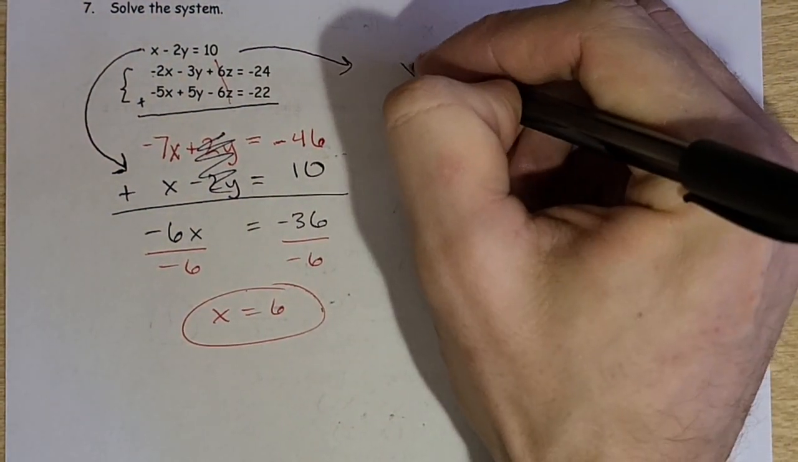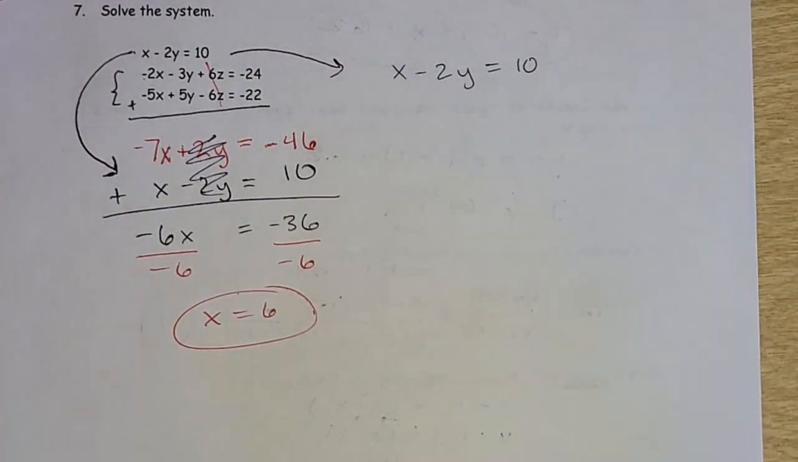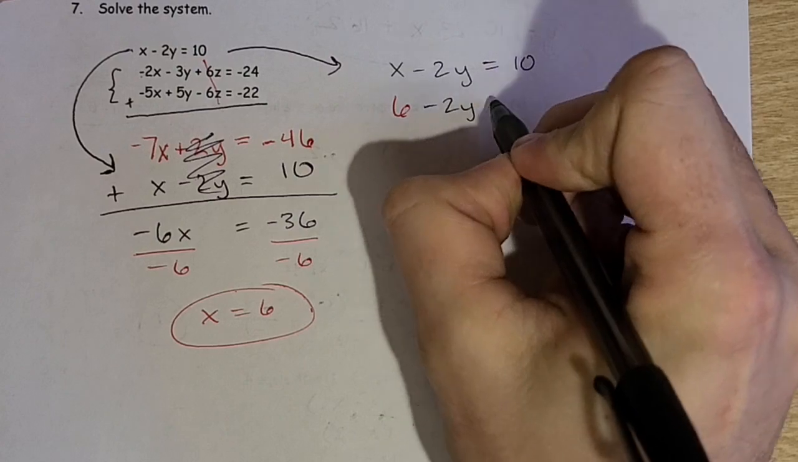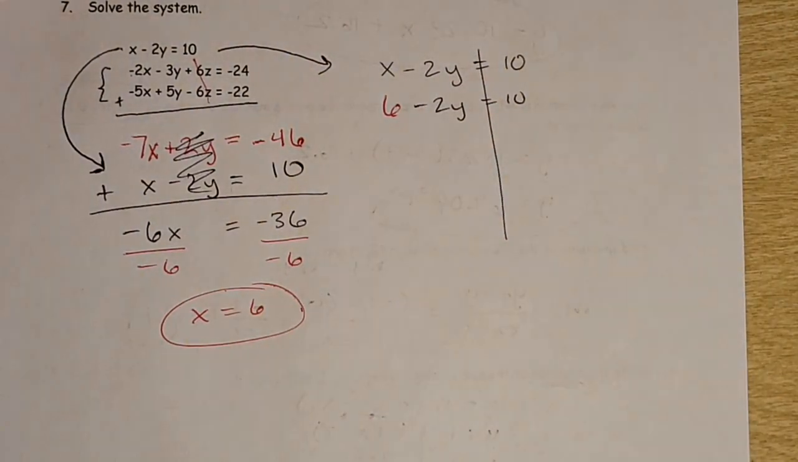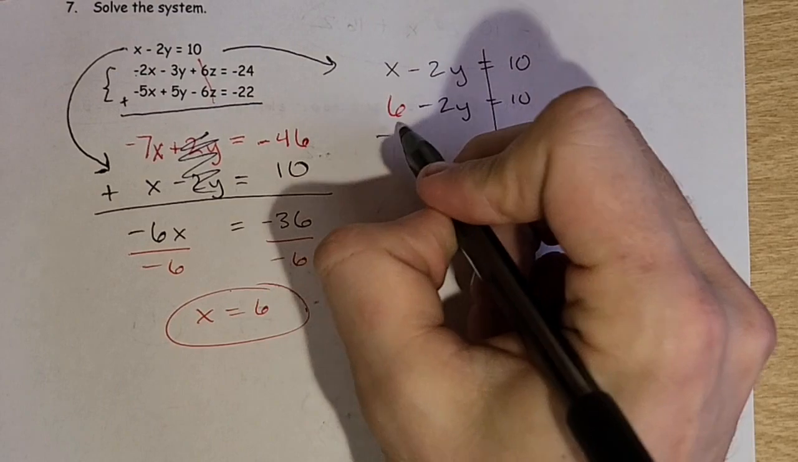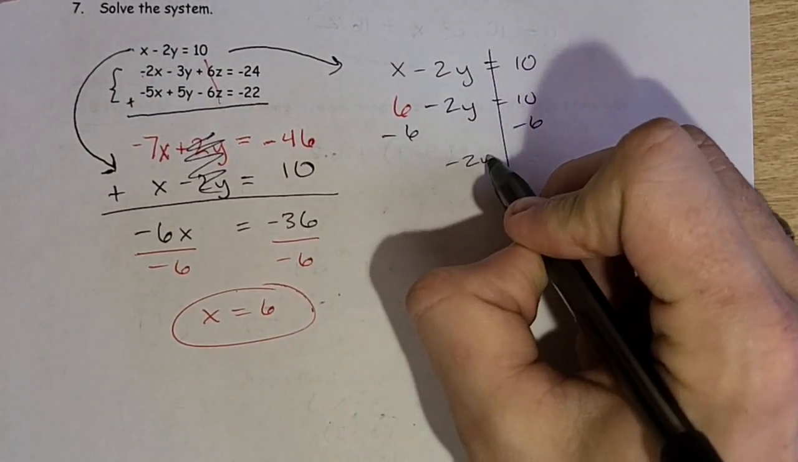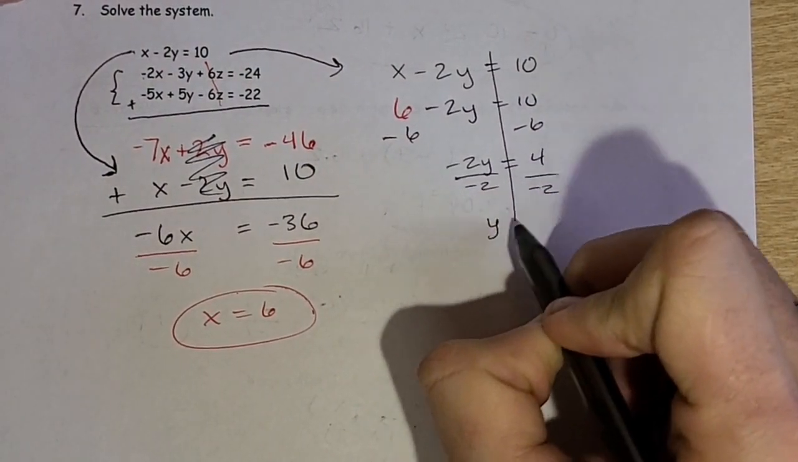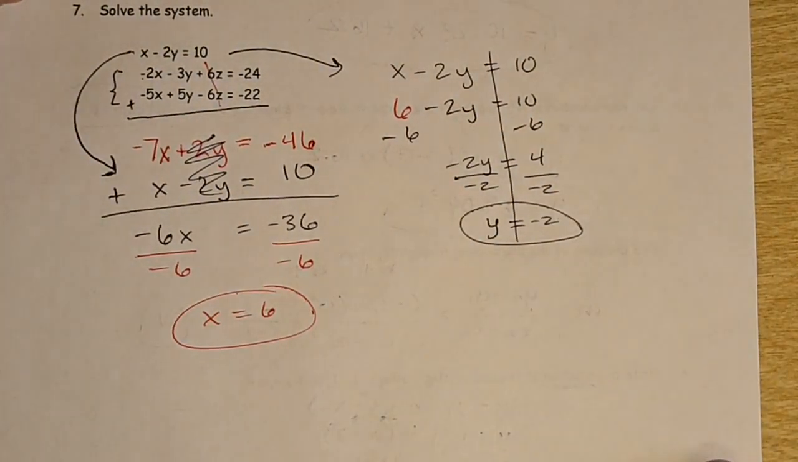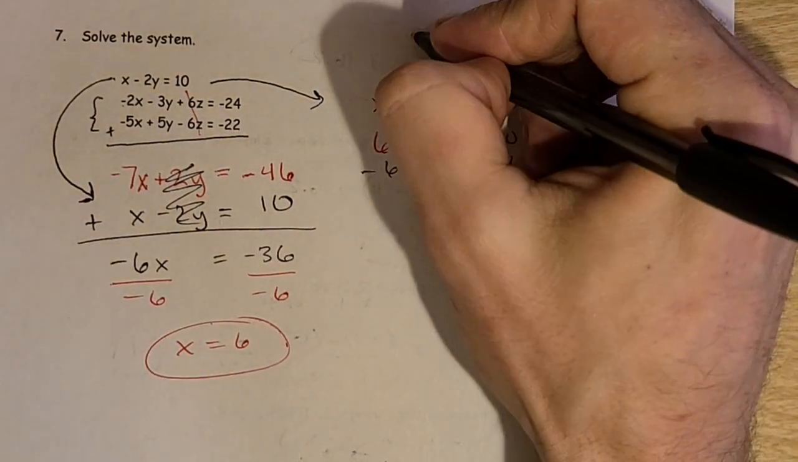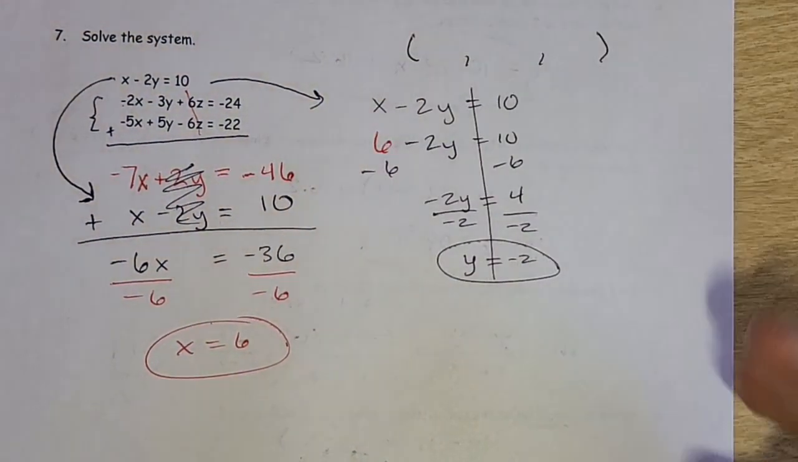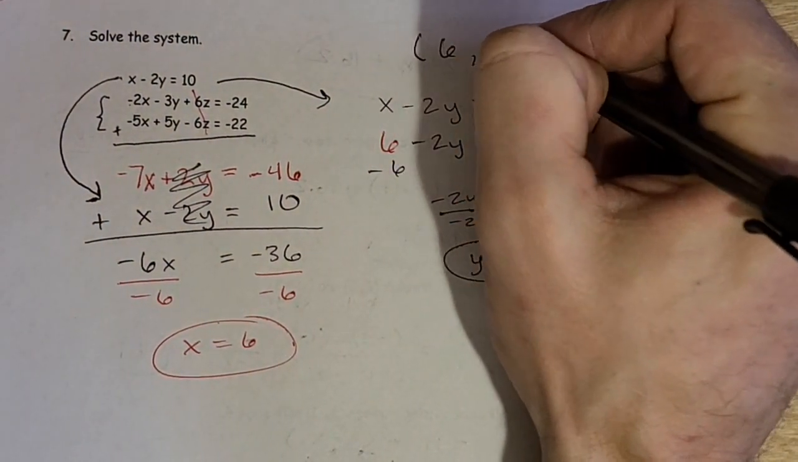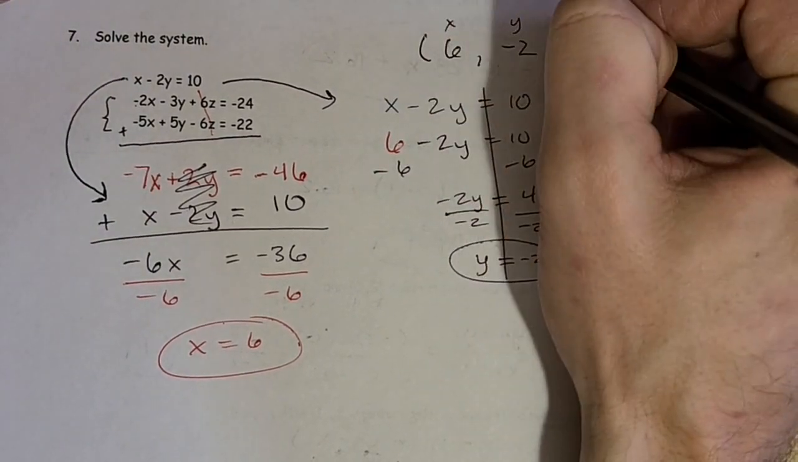Now I can take this x minus 2y equals 10, and I can say, well, I just found out x equals 6. So 6 minus 2y equals 10. And I should be able to solve that to find y. So if I subtract 6, I get negative 2y equals 4. Divide by negative 2, and I get y equals negative 2. Now don't forget, when we write this answer, it is going to be an xyz point. We already found out x equals 6. Now we are going to add on the fact that y equals negative 2. That's x, y, and z.